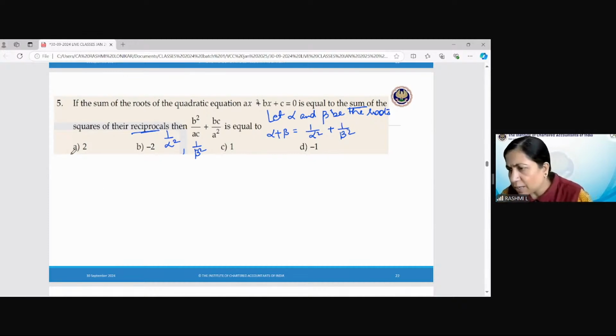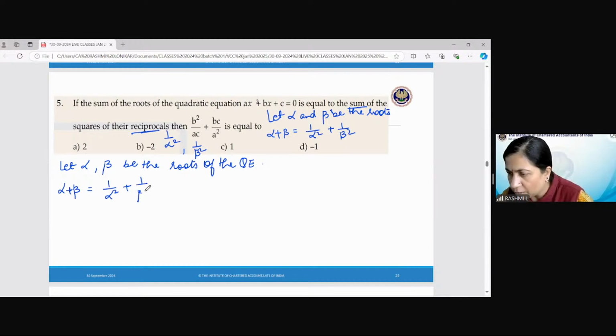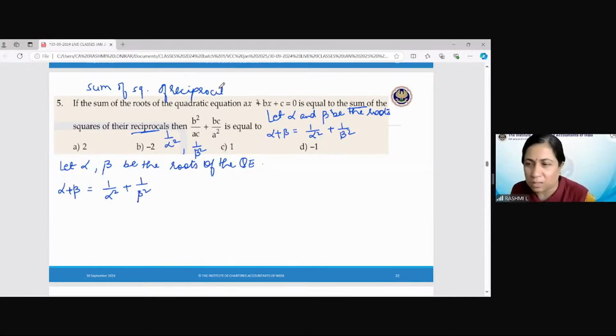I will repeat once again. What have they given? We'll say let alpha and beta be the roots of the quadratic equation. Then alpha plus beta is equal to 1 upon alpha square plus 1 upon beta square, the sum of the squares of the reciprocal. Okay. That is the most important key words here.